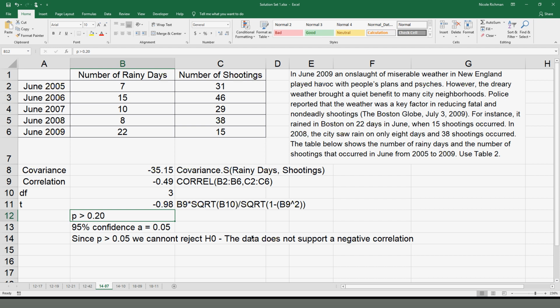So in this case, we're looking at whether there is a relationship between the number of shootings and the number of rainy days. So does the number of rainy days going down also correlate with the number of shootings going down and vice versa? Or is there an inverse correlation, meaning when the number of rainy days goes down, we see the number of shootings go up?